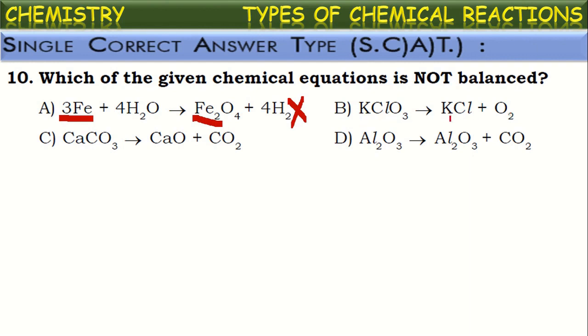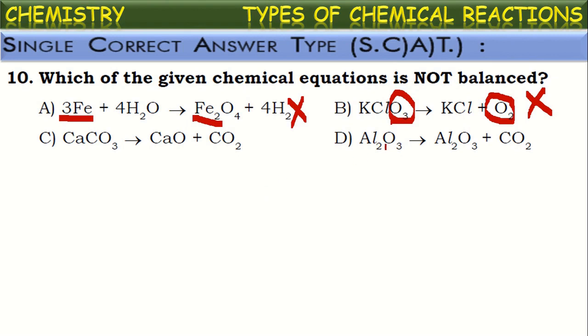Potassiums are balanced, okay. Chlorines are also balanced. Here one chlorine, on the right hand side also one chlorine. But if you observe oxygens, here on the left hand side there are three oxygen atoms. But how many oxygen atoms on the right hand side? Only two. Now can we say it is a balanced equation? No, it is not a balanced equation.